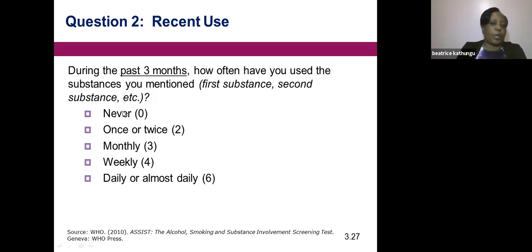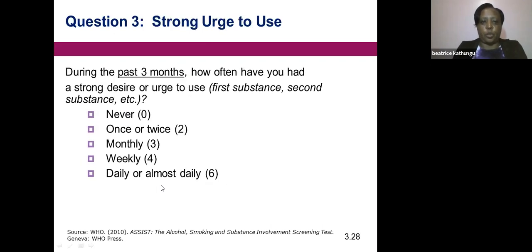If it is once or twice, you indicate. If it's a few times in the month, you indicate. If it's a couple of times in the week, a few times in the week, you say weekly, based on the response card number 2, which you gave them. And then after that, you proceed to question number 3.